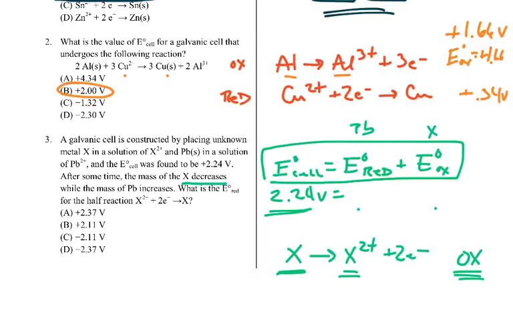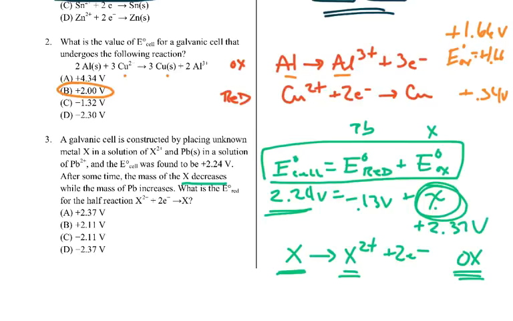So we're going to use lead as is, negative 0.13 volts here. Now we're looking for X, the oxidation potential. So 2.24 equals negative 0.13 plus X. That means X is going to have to be larger than 2.24 by 0.13. Just add 0.13 to both sides, and I get 2.37. So the oxidation here of X must be positive 2.37.